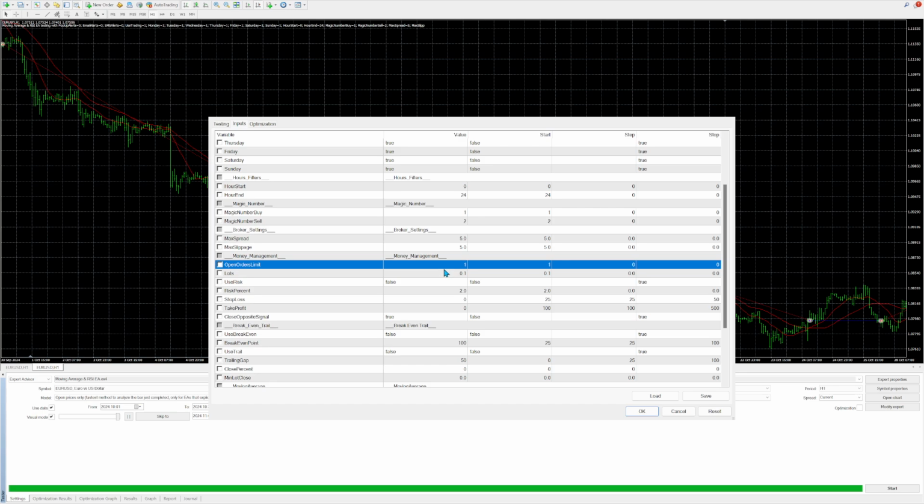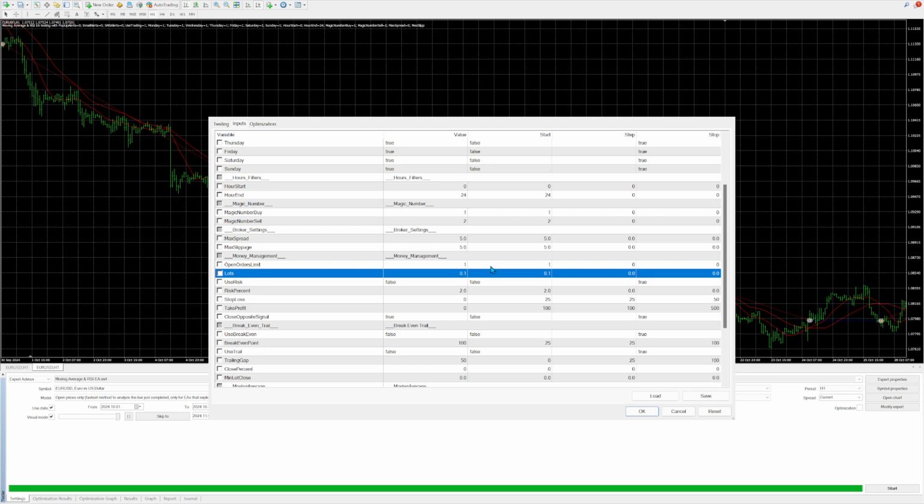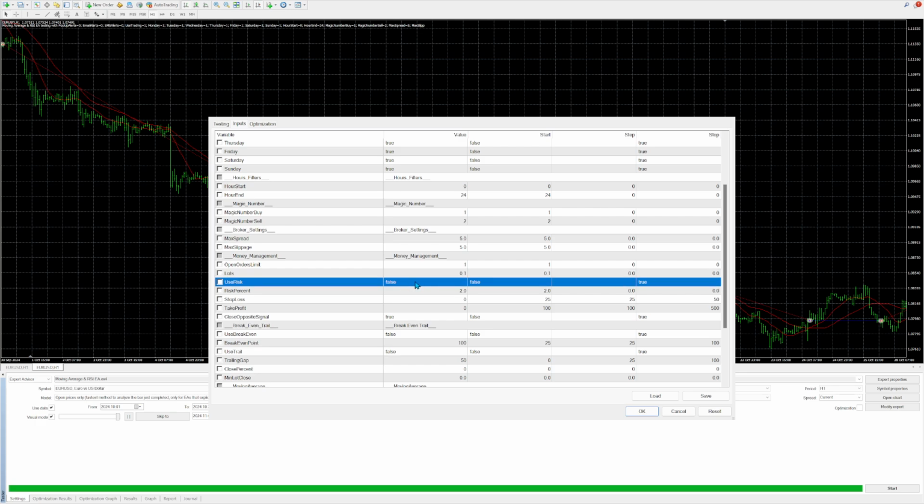It's set to 1 by default, which basically means the EA can have a maximum of 1 open buy or 1 open sell trade at any time. Lots is the position size that you'd like the EA to take. Lots only applies if use risk is set to false.